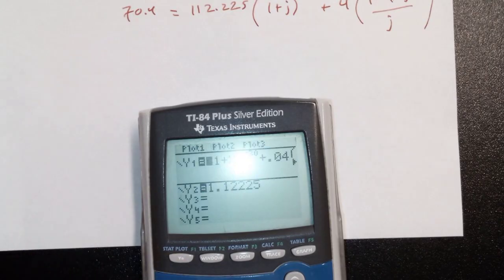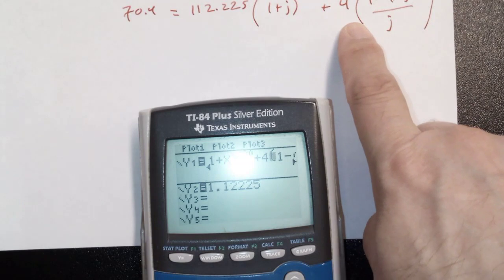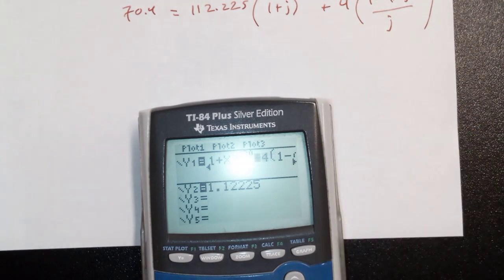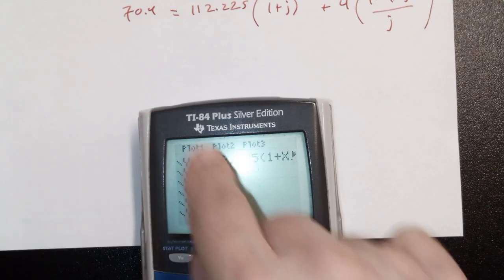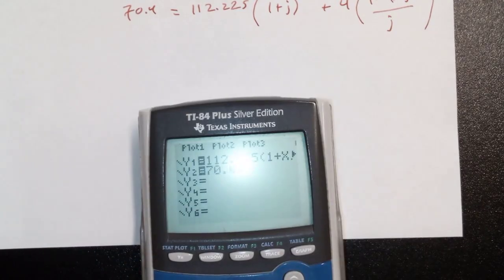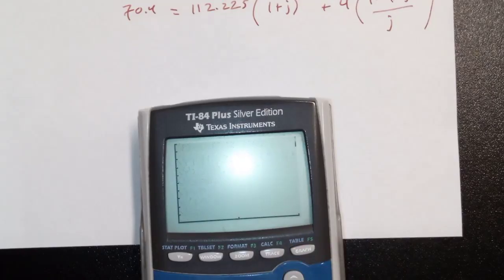So now when I graph this equation, I have to insert the 112.225 in front of the 1 plus j. I have to insert 4 here instead of 0.04 because that's still the coupon. The coupon's based off face value of 100. And then these exponents become 10s instead of 30s. And then my y value is 70.4. Here's my yield curve.